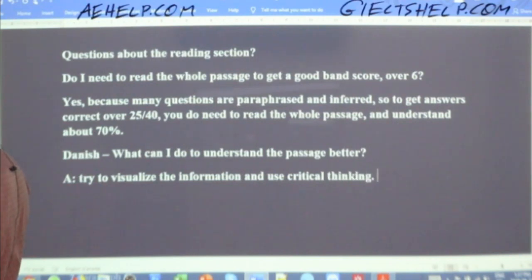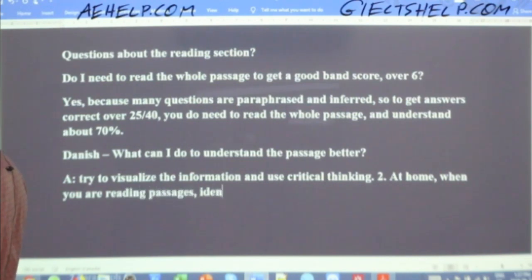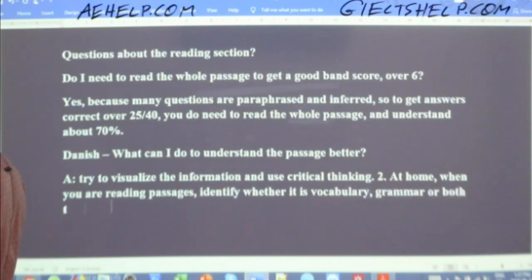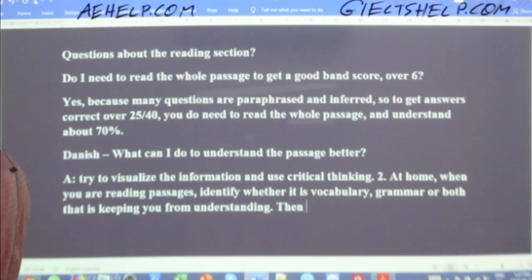The other step for this, Danish, is at home when you are practicing reading passages, identify whether it is vocabulary, grammar, or both that is keeping you from understanding. Then focus on improving these skills.